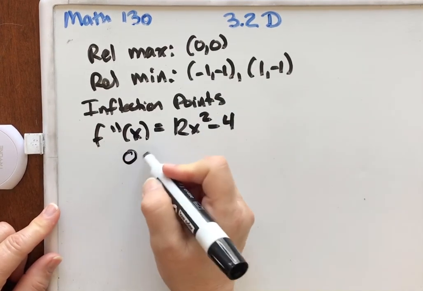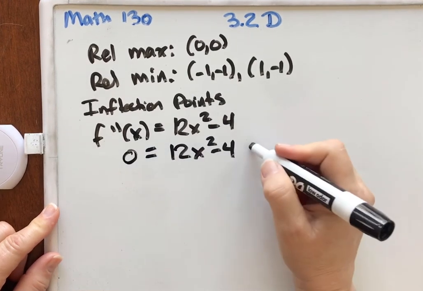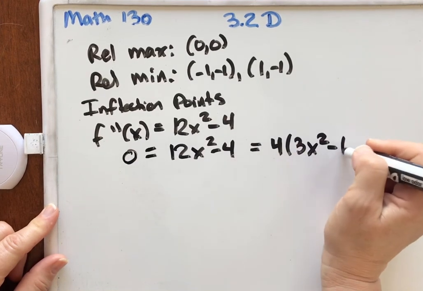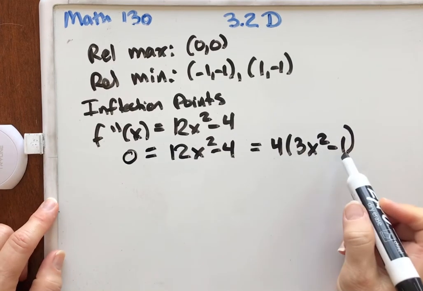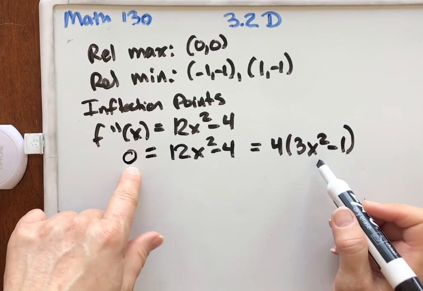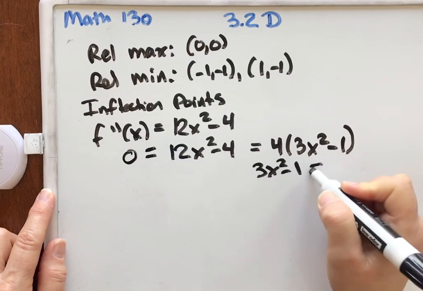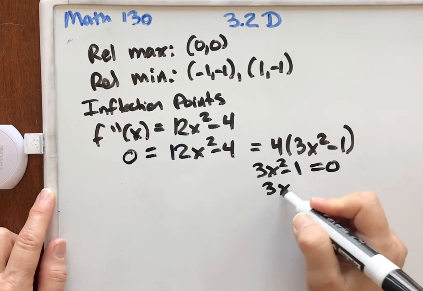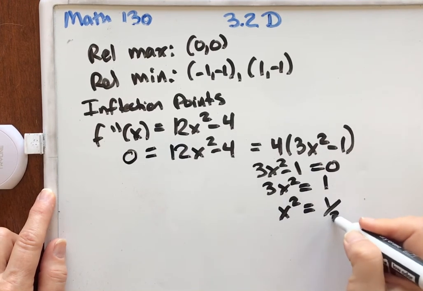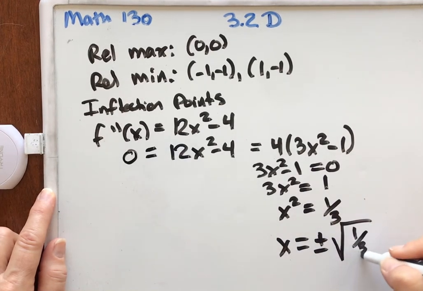Now we set it to 0. 0 equals 12x squared minus 4. We're going to factor out a 4, and we get 3x squared minus 1. We have to solve for this where the second derivative equals 0. Okay, so we have 3x squared minus 1 equals 0. 3x squared equals 1. X squared equals 1/3. X equals plus or minus the square root of 1 over 3.